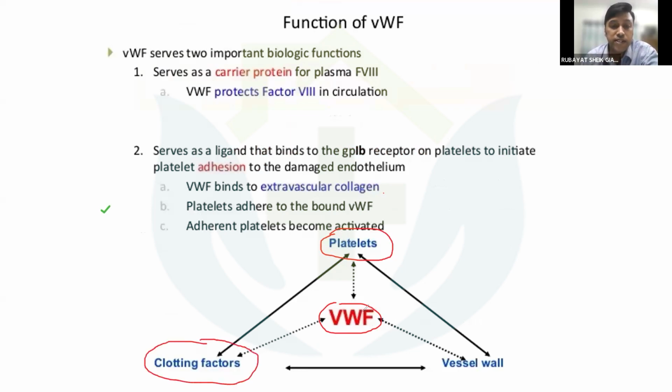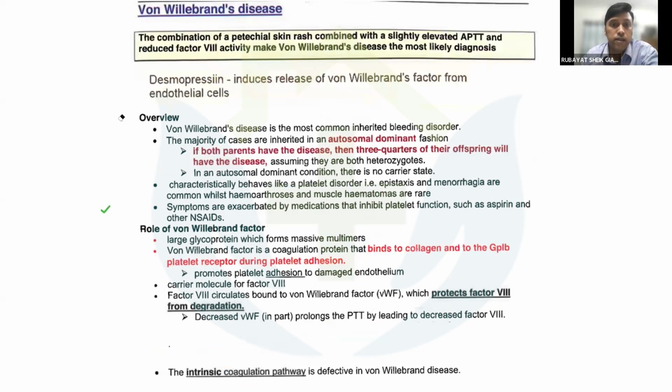So von Willebrand factor has important functions. So if this factor is deficient, there will be prolonged bleeding. This is the most common inherited bleeding disorder. It's autosomal dominant. So males and females are equally affected.